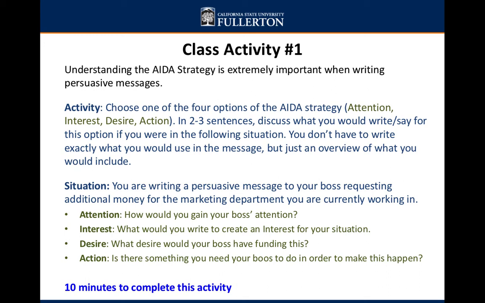So your situation: you are writing a persuasive message to your boss requesting additional money for the marketing department you are currently working in. If you write it with attention, how would you gain your boss's attention? If you use interest, what would you write to create an interest for your situation? If you chose desire, what desire would your boss have for funding this? Action: is there something you need your boss to do in order to make this happen?